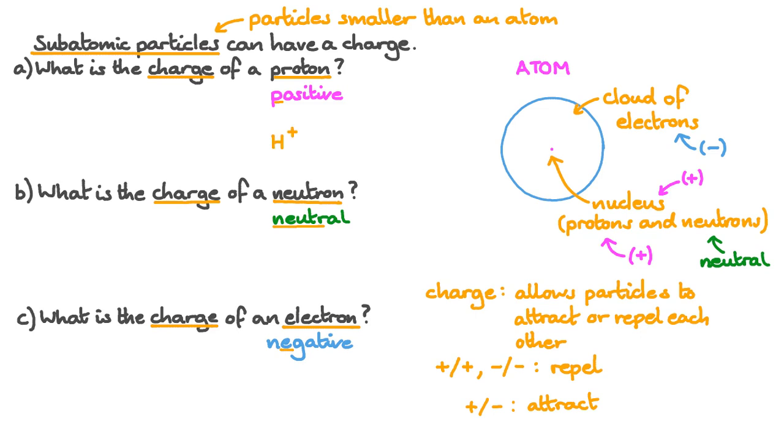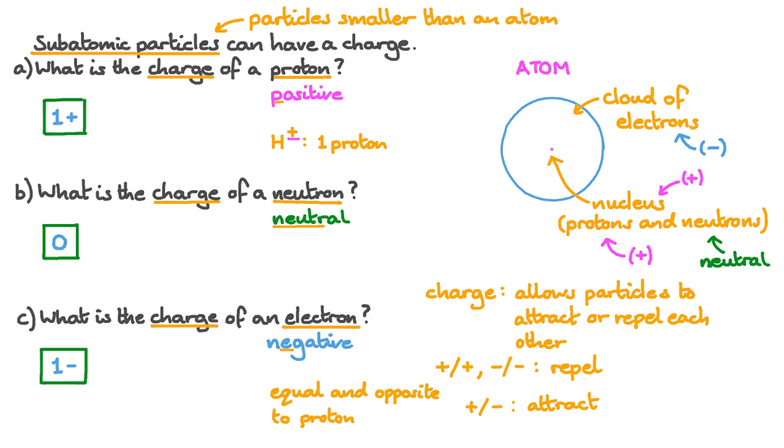For a proton, we can think about a hydrogen ion. A hydrogen ion consists of a single proton, and it has a single positive charge. So hopefully that should remind you that the charge of a single proton is 1+. The charge of a neutron is easy to remember. If it has no charge, it has a charge of 0. And the charge of the electron is simply the same size as that of a proton, but with the other sign. So the charge of an electron is 1-. In the next question, we're going to look at how the charges of these particles affects how they interact.